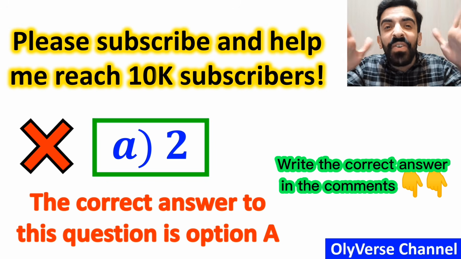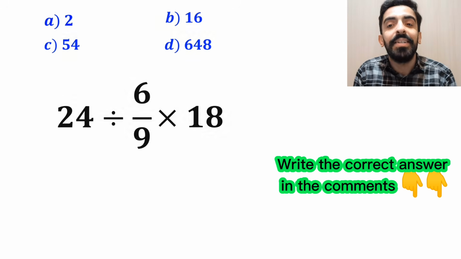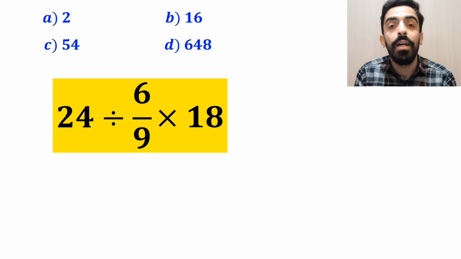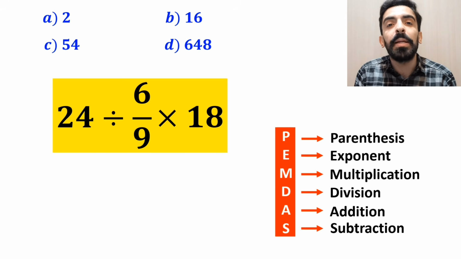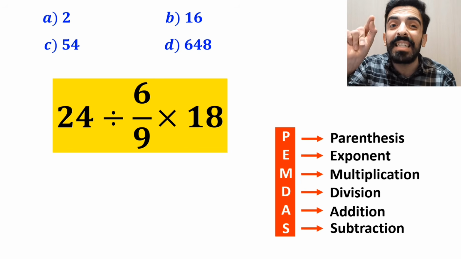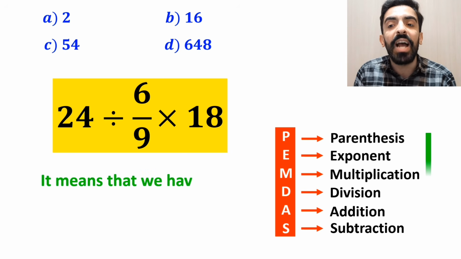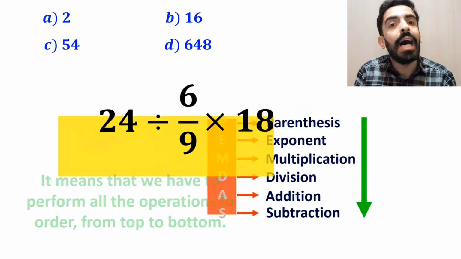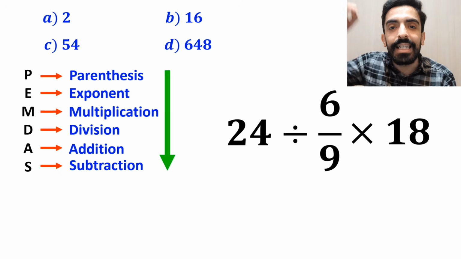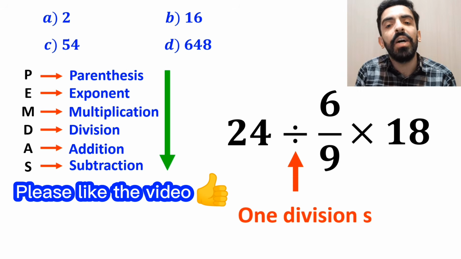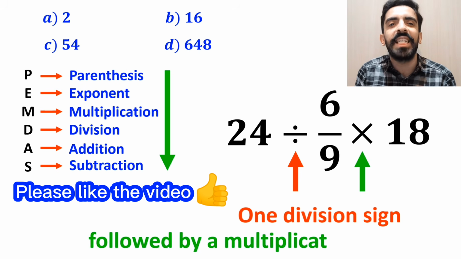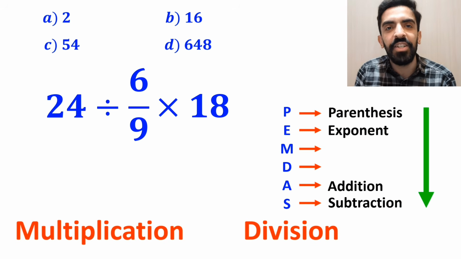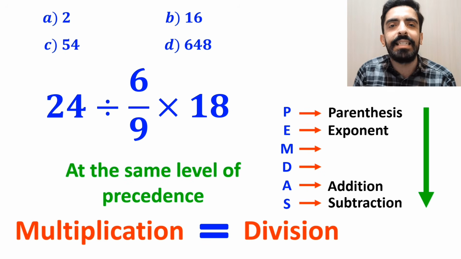However, that's definitely wrong. Alright, now let me explain step by step how to solve this expression properly. To solve this problem, we need to follow the PEMDAS rule exactly as I've shown on the screen. It means that we have to perform all the operations in order from top to bottom. Alright, as you can see on the screen, in this expression, we have one division sign followed by a multiplication sign. It's very important to note that multiplication and division are at the same level of precedence.